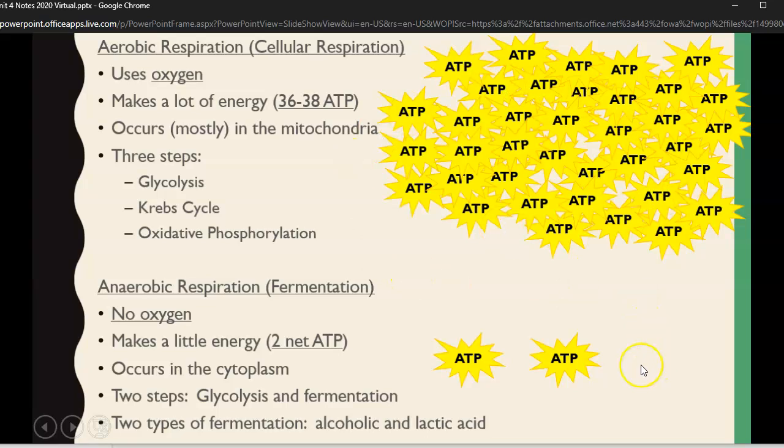The second type of cellular respiration is anaerobic respiration. We call this fermentation, and there is no oxygen within this whatsoever. So if there's no oxygen available, it would be anaerobic respiration. It just makes a tiny bit of energy, and it occurs in the cytoplasm of cells, not in the mitochondria, just in the cytoplasm. And there are only 2 steps. You have glycolysis and fermentation. And there are 2 main types of fermentation: alcoholic and lactic acid.